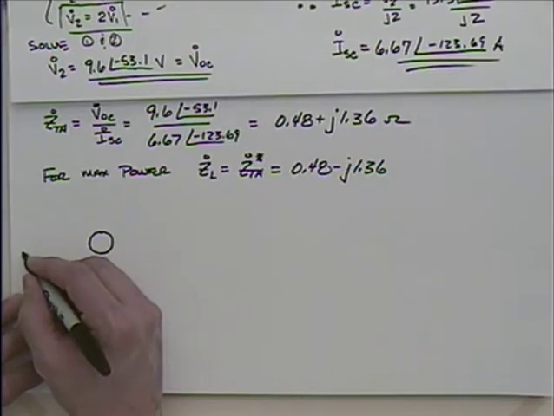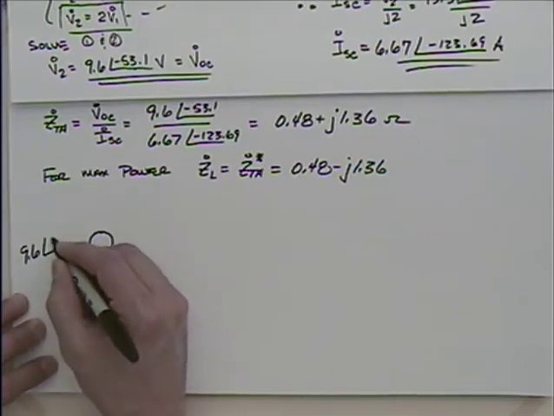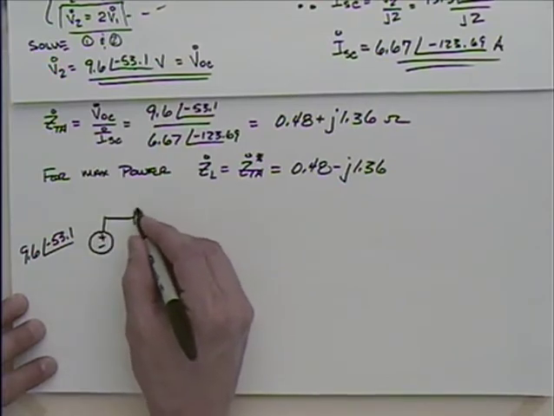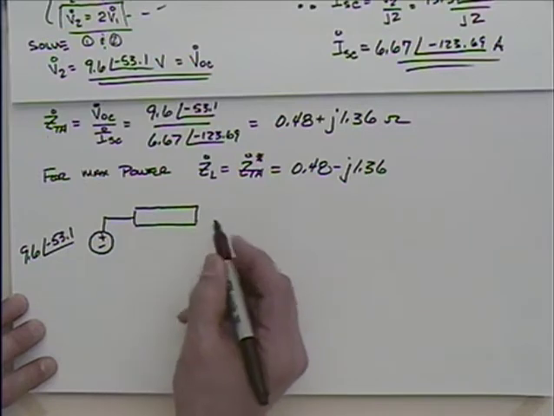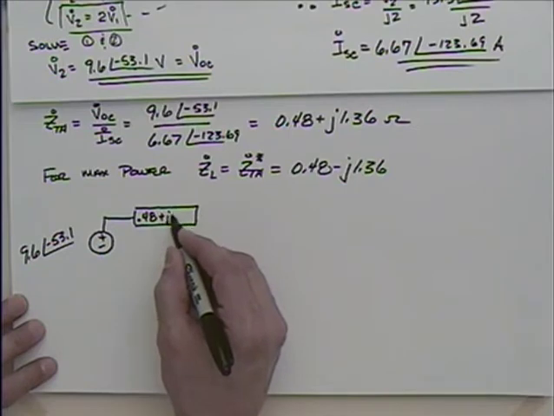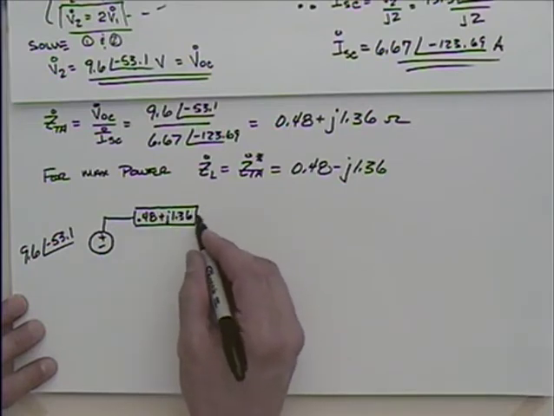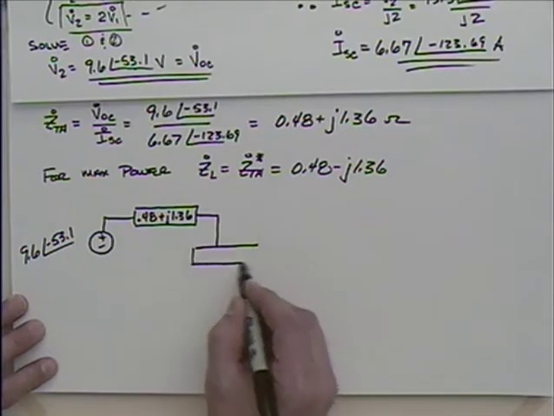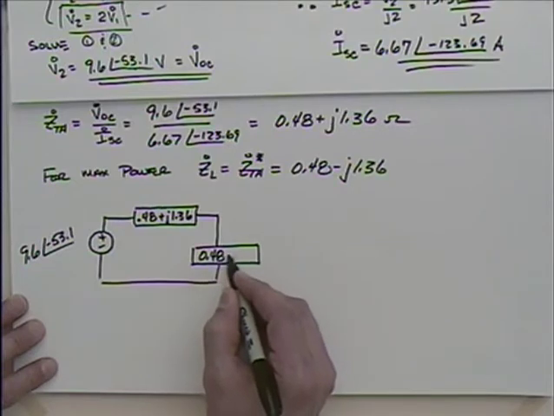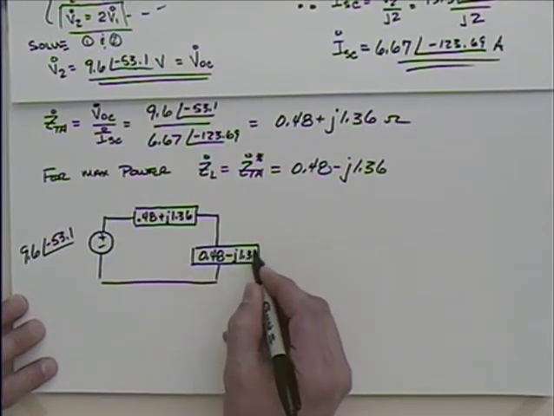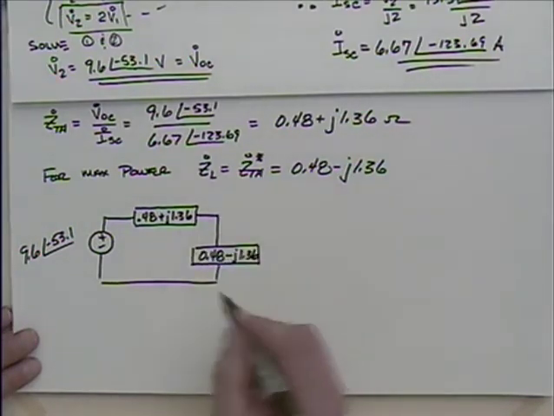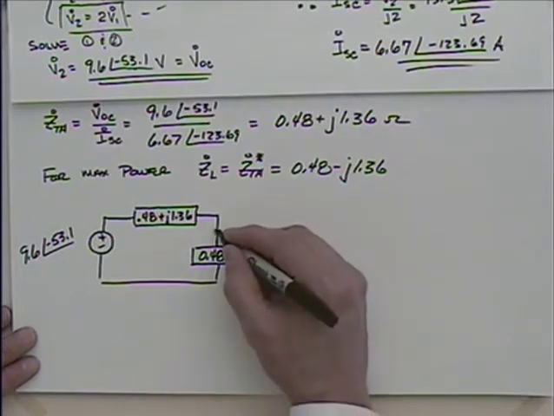So I'm going to take the open circuit voltage, 9.6 at minus 53.1. I've got the Thevenin impedance here. That's that 0.48 plus J 1.36. And then I'm going to put the load impedance. And for maximum power transfer, I know those have to be the complex conjugate. So 0.48 minus J 1.36. Right? So you could come up with all kinds of equations for the power. I could just go through the process here.